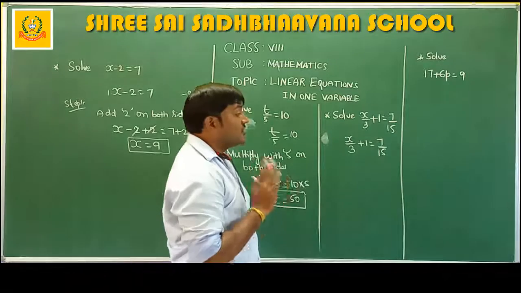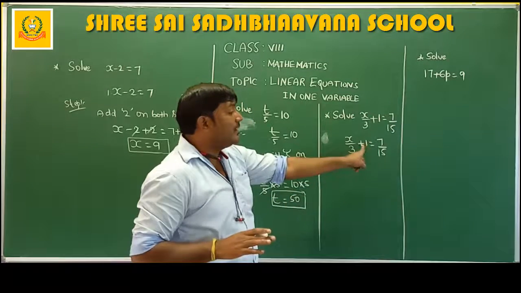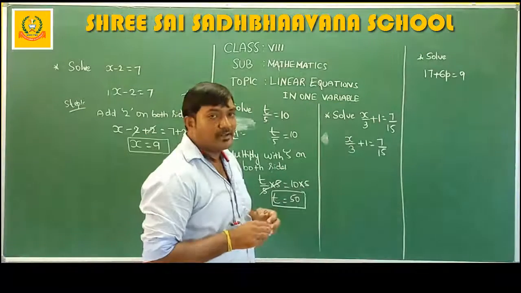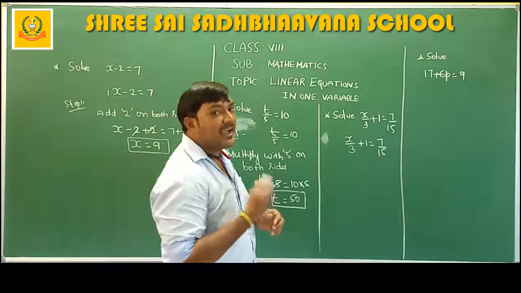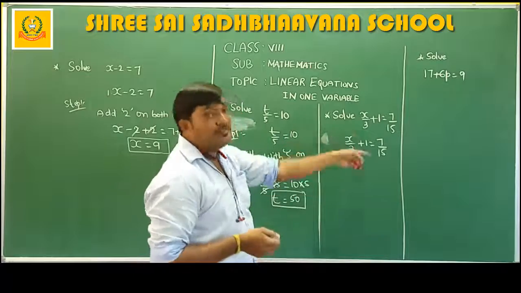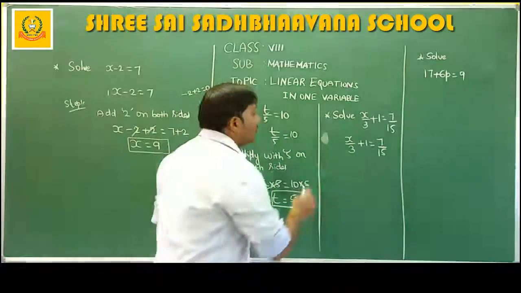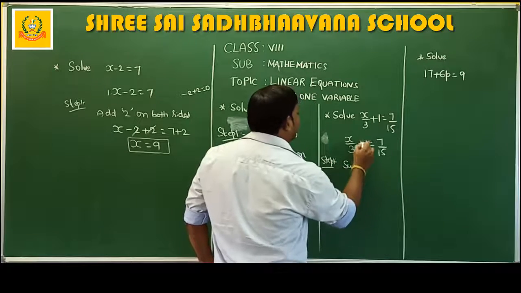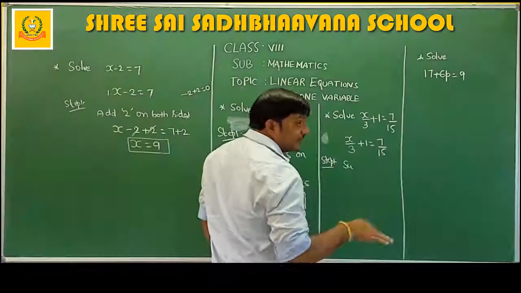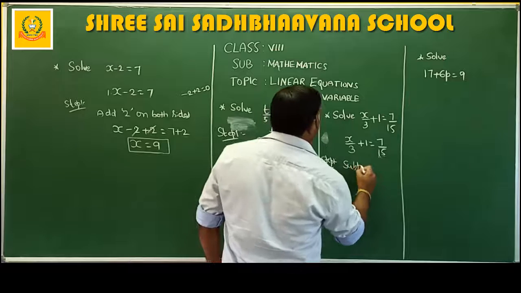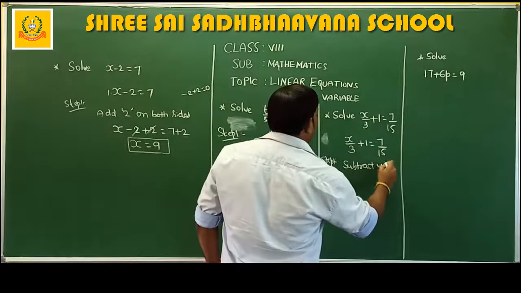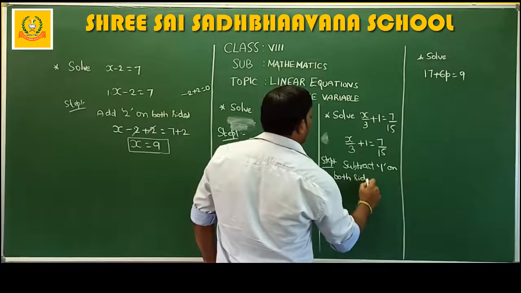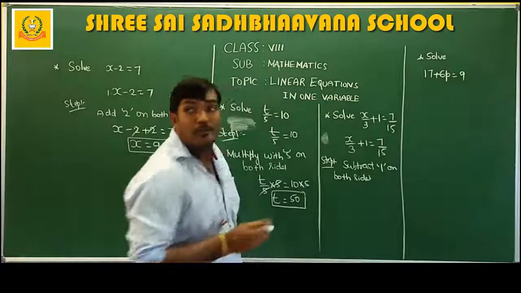So what is the first step we have to do? We have to eliminate what is added to this x by 3. Understood? What is added to x by 3? 1. Correct? So 1 is added to x by 3, so that 1 we have to eliminate. For that, what will I do? Step 1: subtract. Because it is plus 1, subtract. If it is minus 1, add it. So subtract 1 on both sides. Understood? You have to subtract 1 on both the sides.